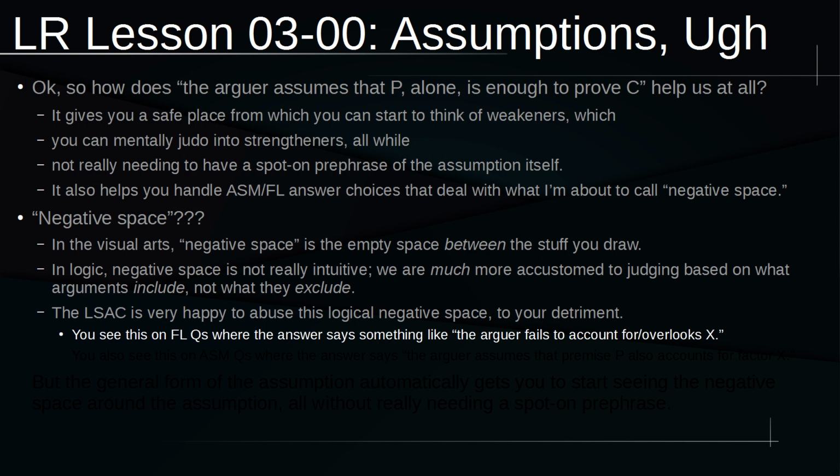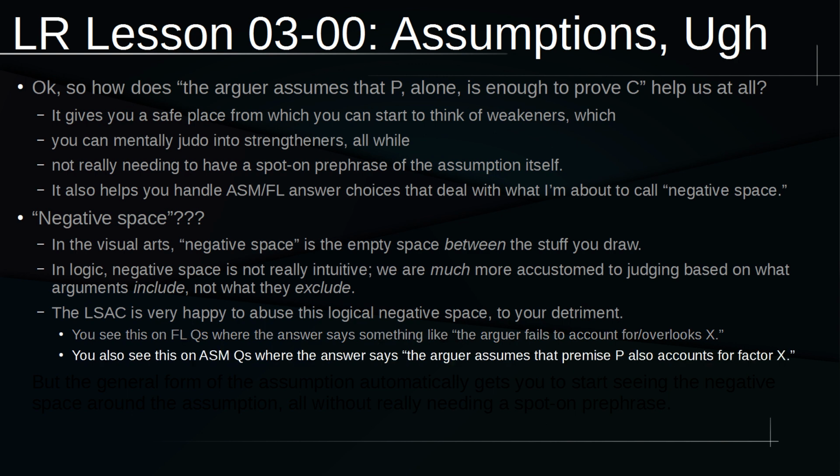And so you see this on flaws where the answer says something like, the arguer fails to account for or overlooks concept X. And to make matters worse, it's pretty hard to predict where they're going to end up in terms of what they're going to put into that X spot. You also see this on straight-up assumptions where the answer says, the arguer assumes that premise P also accounts for factor X. And just like in the flaw situation, I find it personally pretty difficult to predict exactly what direction they're going to go in terms of X.